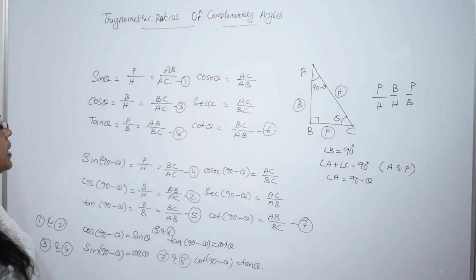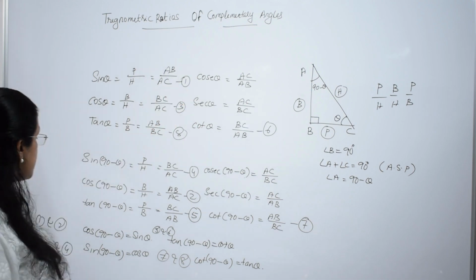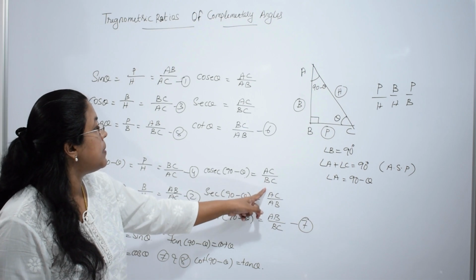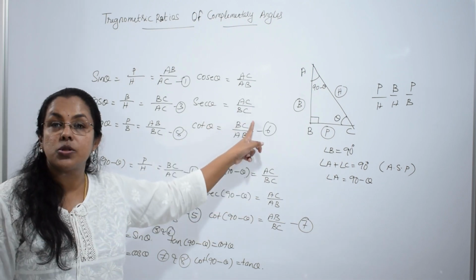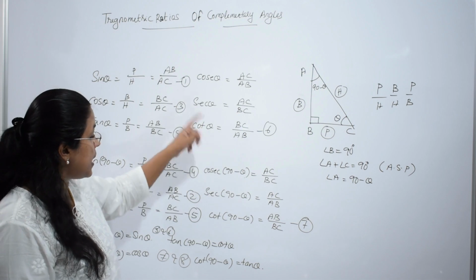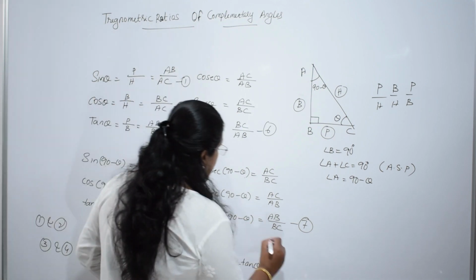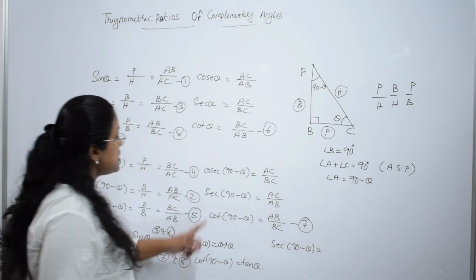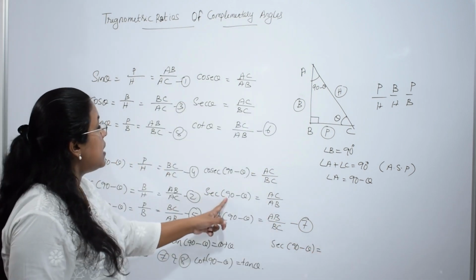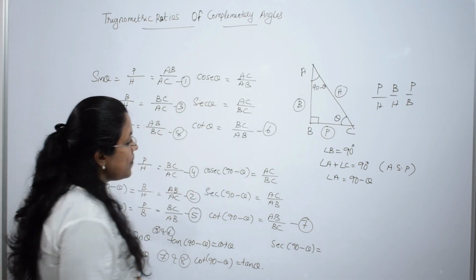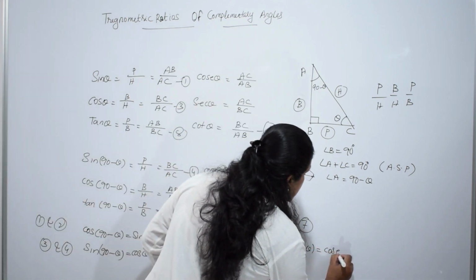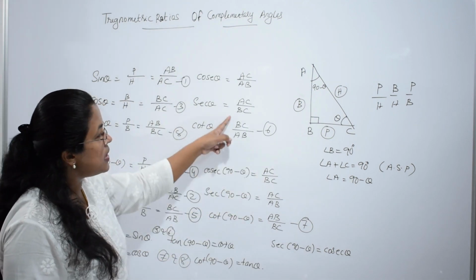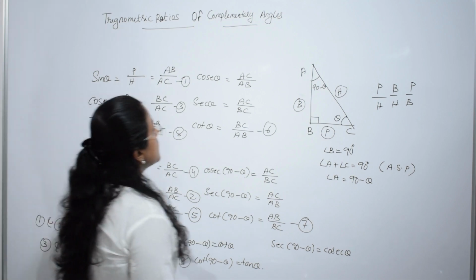What are the ratios remaining? Sec theta and cosec theta. Look at the ratios. Cosec 90 minus theta is AC by BC and sec theta is also AC by BC. So what can we write? Like this, we can write sec 90 minus theta is equal to cosec theta, and cosec 90 minus theta is equal to sec theta.